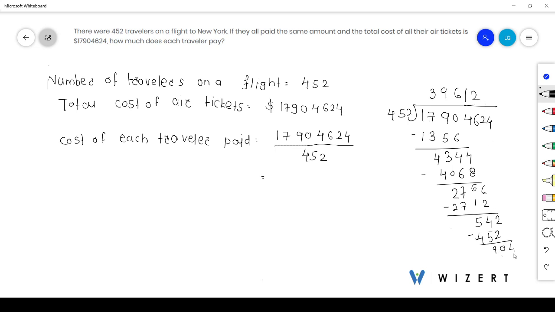2 2s are 4. 5 2s are 10. 1 carry forward. 4 2s are 8 plus 1 is 9. So here our quotient is 39,612.